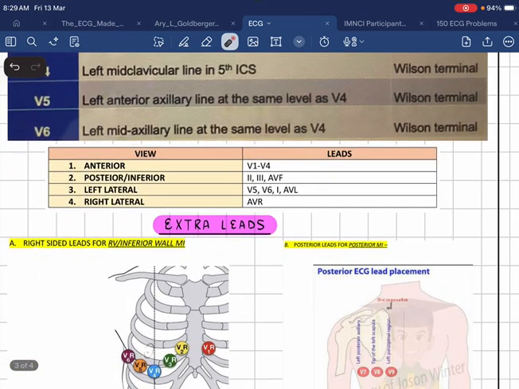Here is a summarized version of these waves and leads. The anterior wall is represented by V1 to V4, the inferior wall by 2, 3 and AVF, the left lateral by V5, V6, 1 and AVL, and the right lateral by the AVR lead.